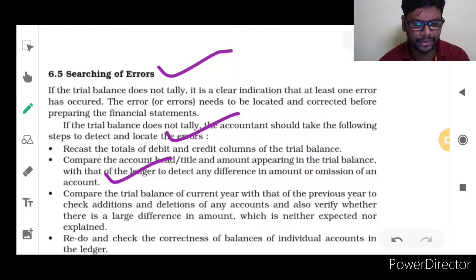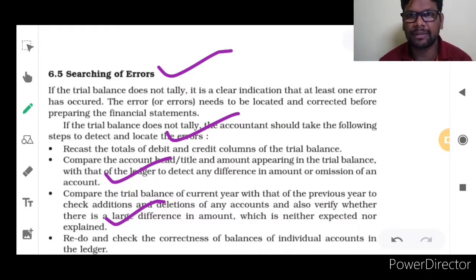Third, compare the trial balance of the current year with the previous year to check additions and deletions of any accounts, and also verify whether there is a large difference in amount that is neither expected nor explained. The accountant compares the present year trial balance with the previous year trial balance: whether any headings have been eliminated, or any heading newly added, and whether reasons are explained or not. He is checking the current year trial balance against the previous year.